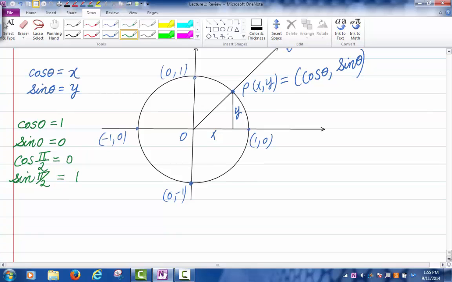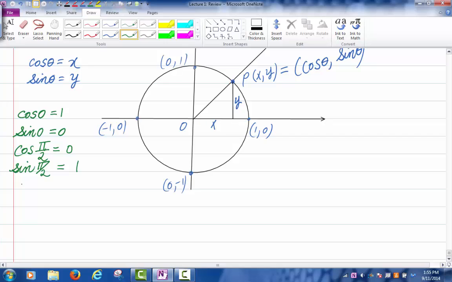Okay. What would be cosine pi? Pi means 180. Cosine of pi would be what? Now the terminal side is on the negative x-axis, so the intersection point is right here, where cosine would be -1 and sine pi would be 0.